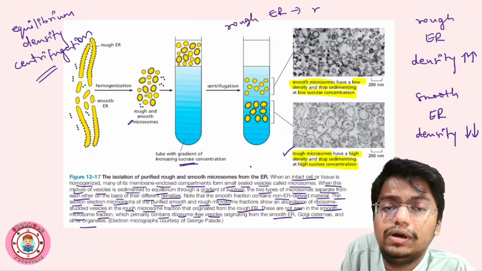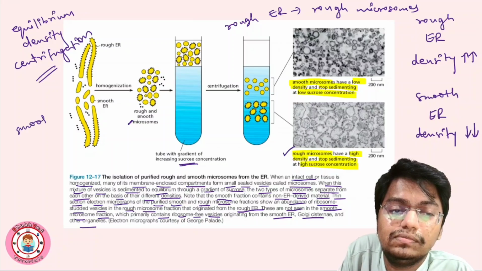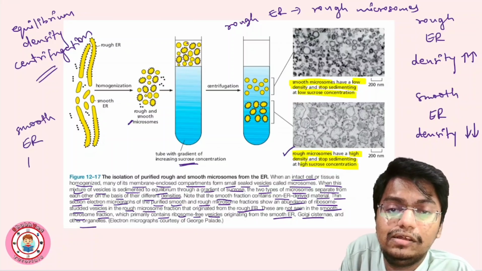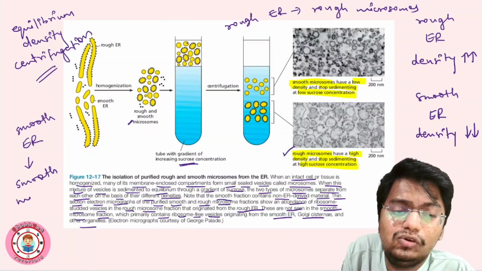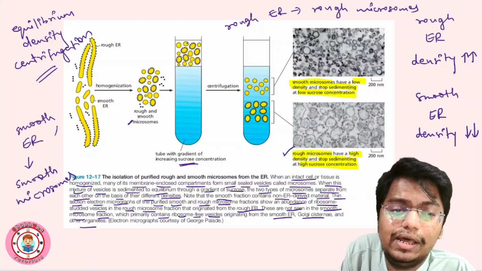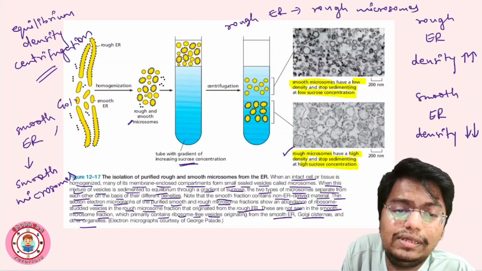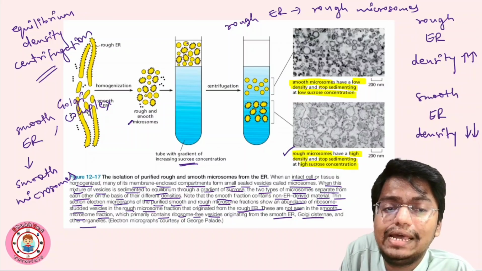gives rise to rough microsomes. This is important point. And smooth ER gives rise to smooth microsomes. तो है ही, but also these are formed from other structures like Golgi complex, Golgi complex compounds भी smooth microsome form करेंगे as well as plasma membrane as well.